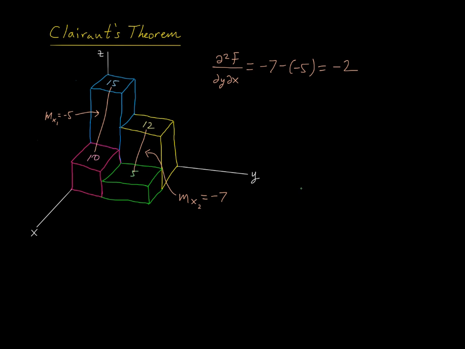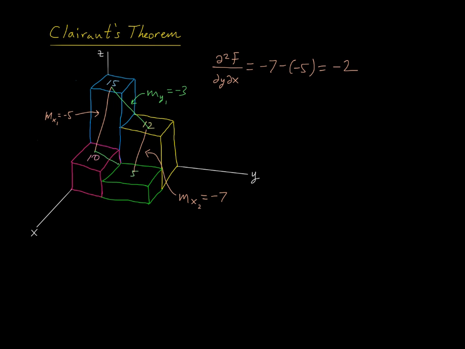Okay, so now here's what Clairaut's theorem is really saying. It's saying that if you do this same kind of thing, but now for y slopes, we should come out with the same value of -2. Let's try it out. So I'm going to go ahead and measure the slope here, a slope in the positive y direction. So that'd be 15 down to 12, so this would be a slope of -3.